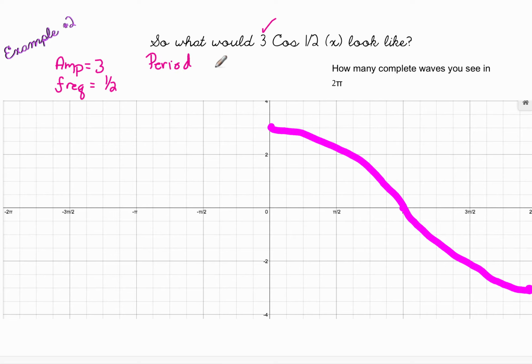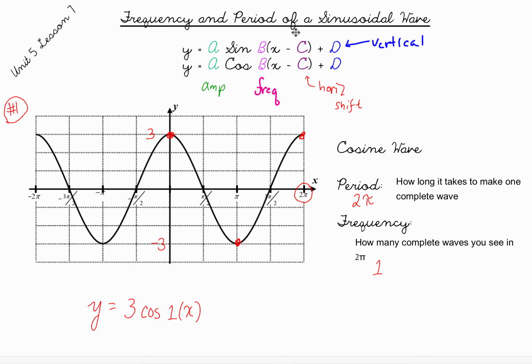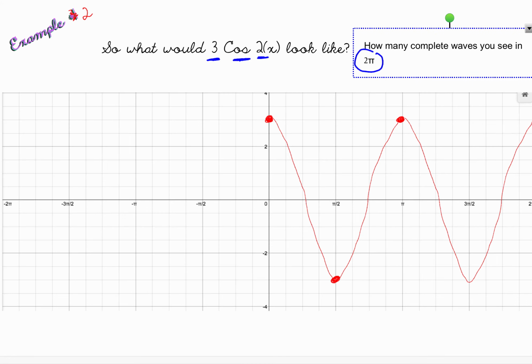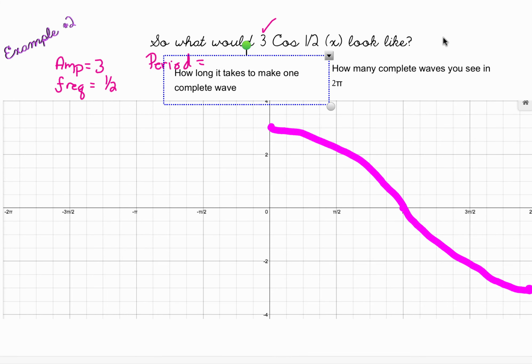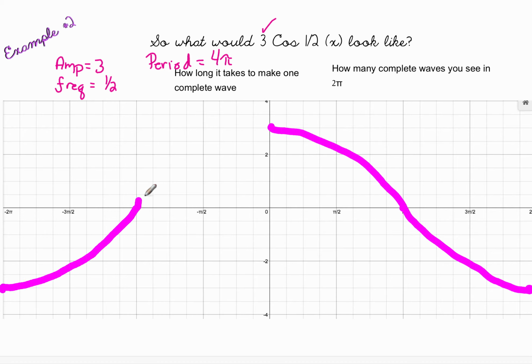But what if they ask me, what's my period? All right, so how long does it take me to make one complete wave? Because that's what period means. How long it takes to make one complete wave. Well, that's not so hard to figure out. If it takes me 2 pi to make a half a wave, then it must take me 4 pi, double that, to make a full wave. Right? So if I went back here and graphed a full wave, which sometimes they ask you to do, they ask you to graph one complete cycle, there's a cosine wave.